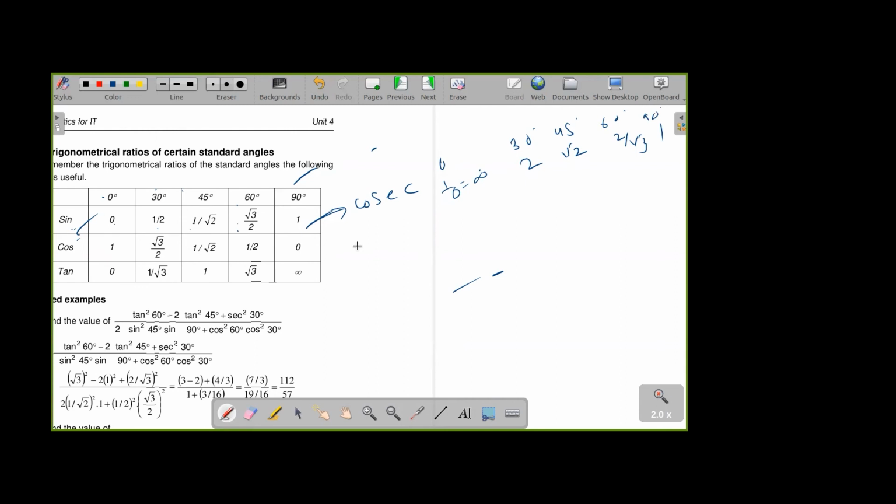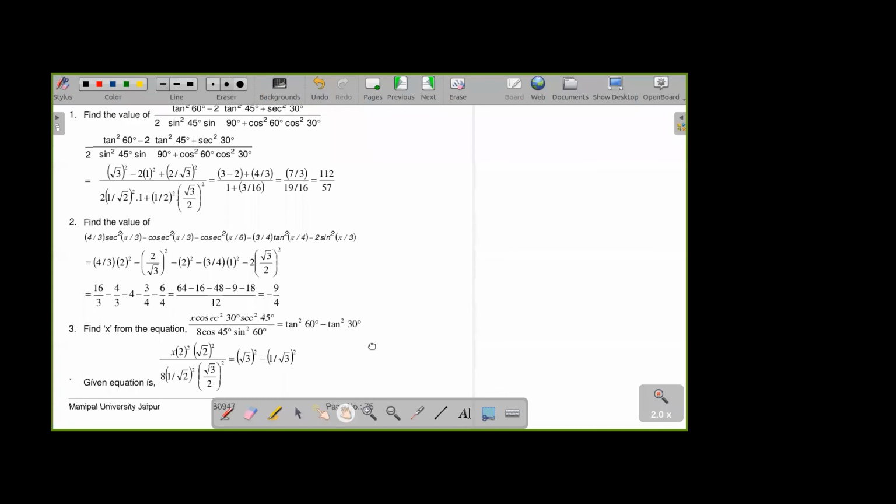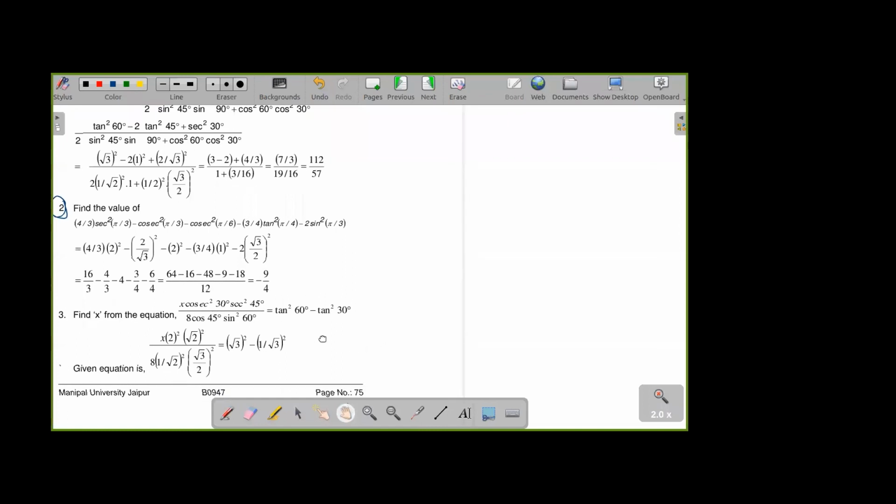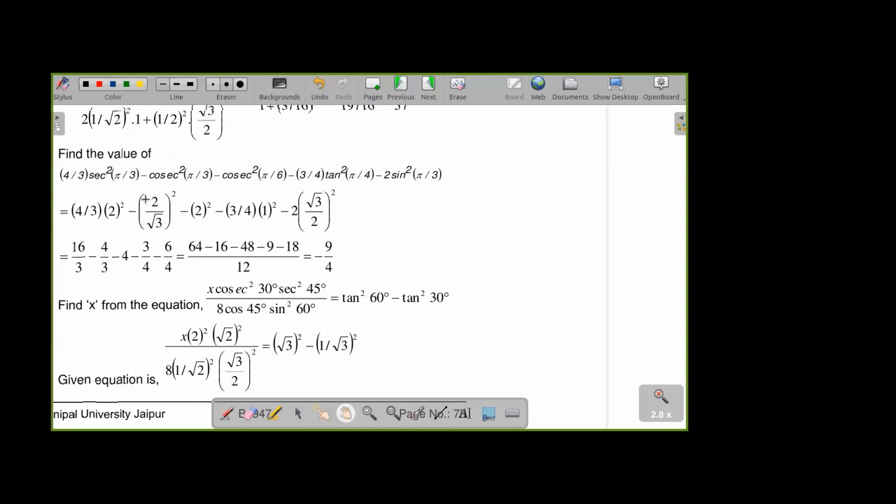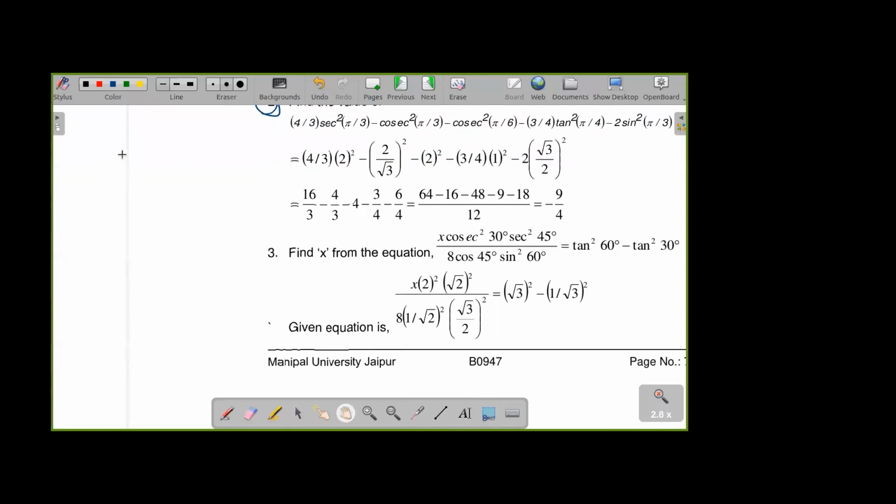Okay, I will take one sum from this. I think this will be better because this includes pi. So many of us have a fear of pi. So, 4 by 3 sec square.